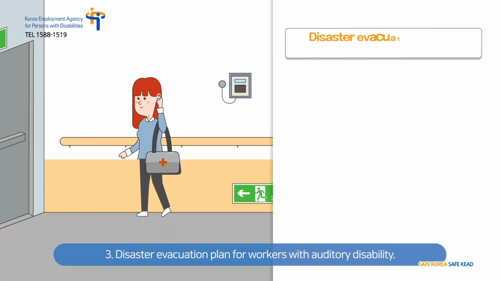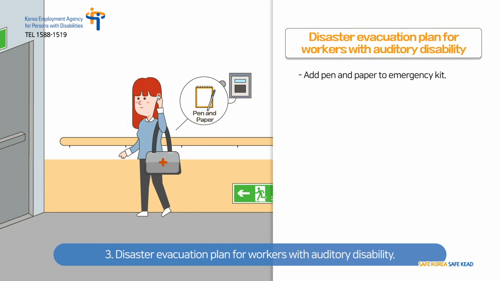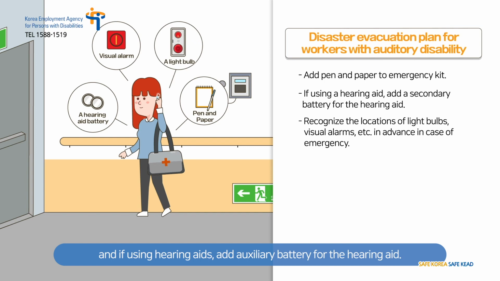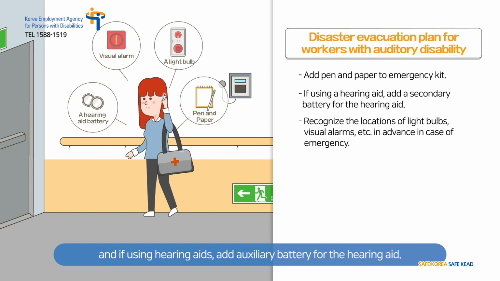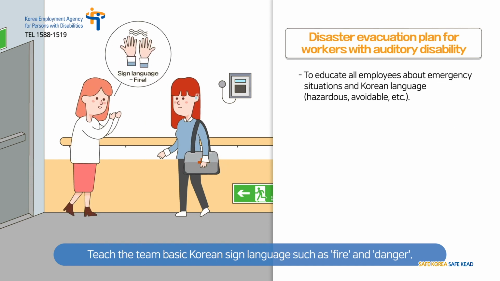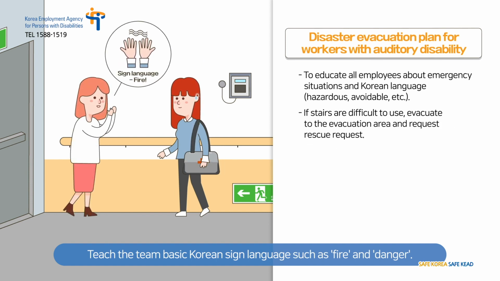Chapter 3. Disaster Evacuation Plan for Workers with Auditory Disability. Prepare a pen and papers in an emergency kit, and if using hearing aids, add auxiliary battery for the hearing aid. Teach the team basic Korean sign language such as fire and danger, so that they can explain an emergency situation if there is danger.